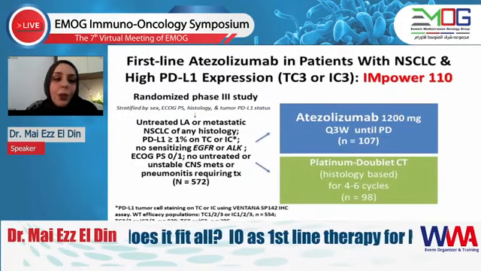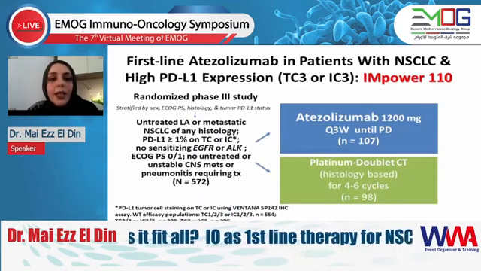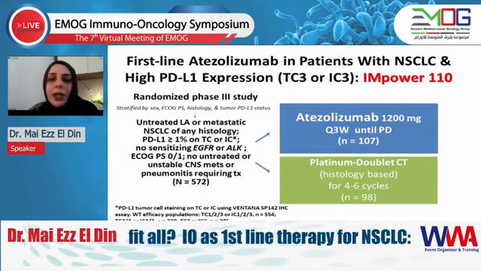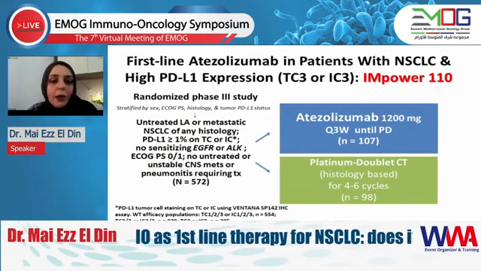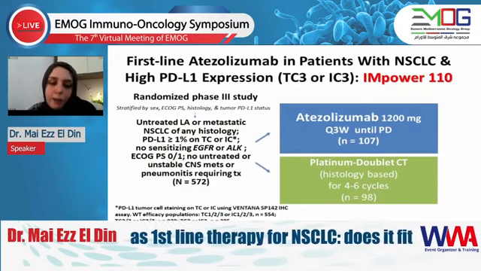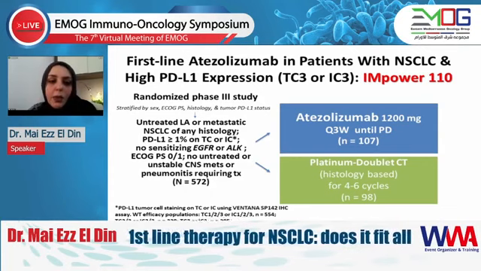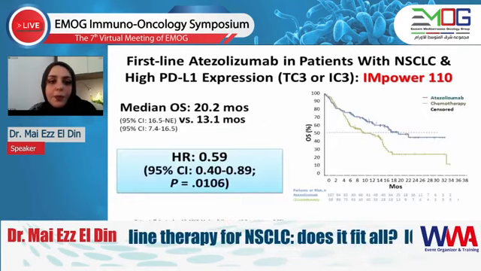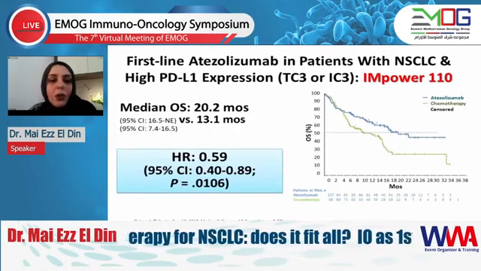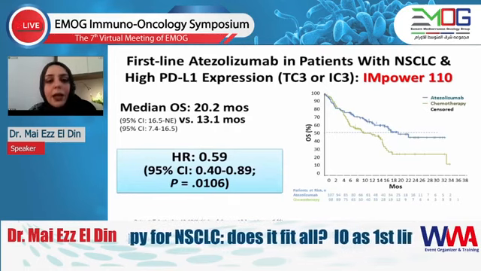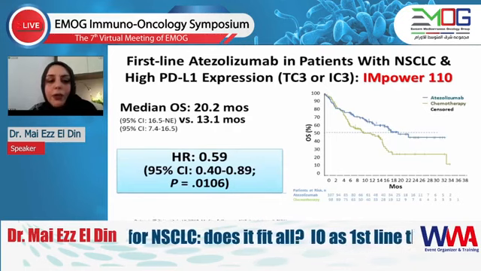The second agent we will be talking about as monotherapy is atezolizumab in IMpower 110. Again, atezolizumab versus platinum chemotherapy, and no EGFR or ALK were admitted in this, as in the previous KEYNOTE trials. And here we see a positive overall survival, almost a 7-month benefit, and a hazard ratio close to 0.6, 0.59.